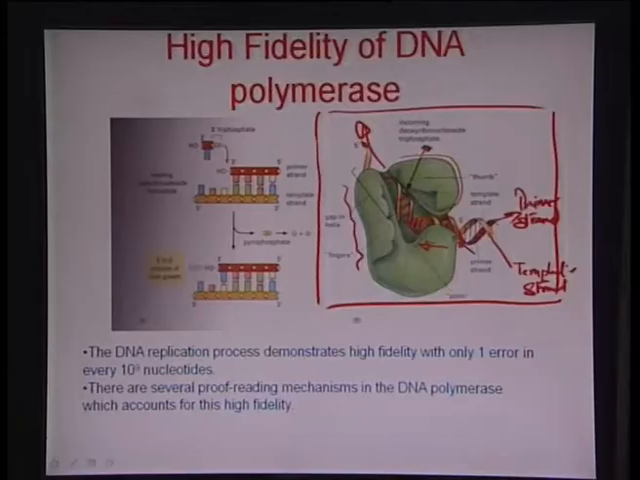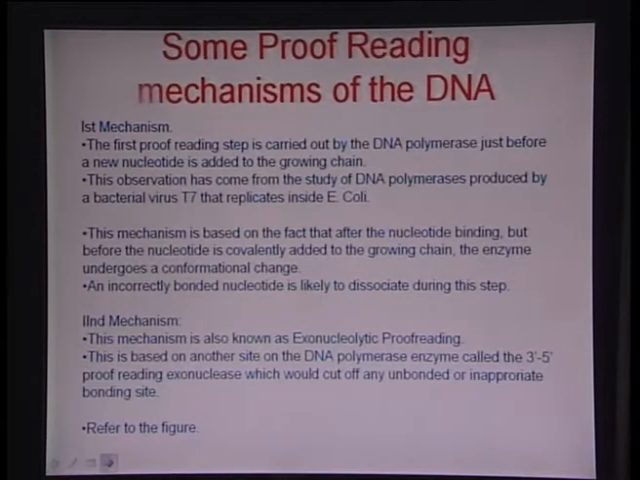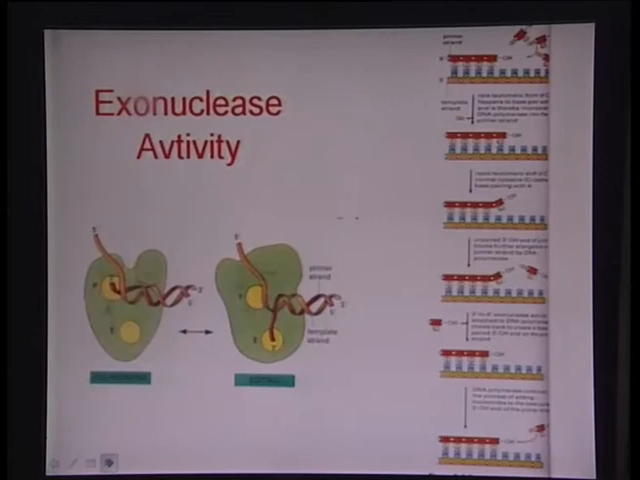Okay, so therefore DNA replication in a nutshell is a very high fidelity process, with about one error in every 10 to the power 9 nucleotides. There are several proofreading mechanisms of the DNA polymerase which account for this high fidelity. Let us look at some of the mechanisms here. The first mechanism is where the first proofreading step is carried out by the DNA polymerase just before a new nucleotide is added to the growing chain. Okay, so I think I have an illustration here.